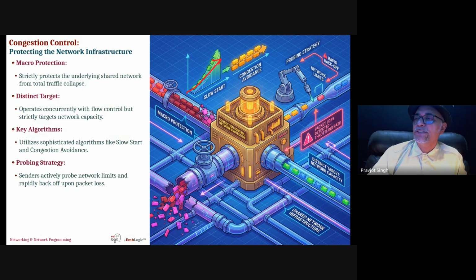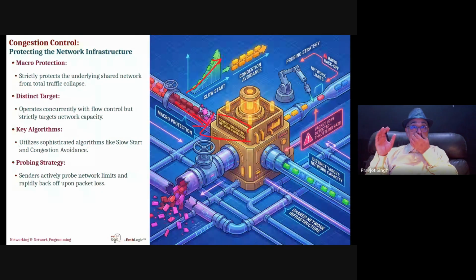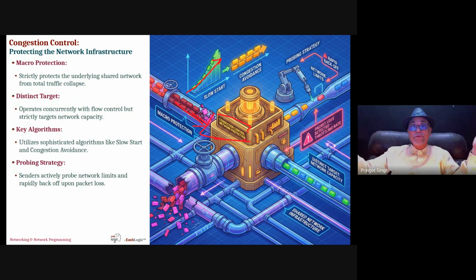It strictly protects the underlying shared network from total traffic. If it starts sending all the messages that it wants to at the same time, then there is a chance of crash. Standard flow control strictly protects the individual receiver endpoint. Congestion control is completely dedicated to protecting the broader network and components in the shared network infrastructure.